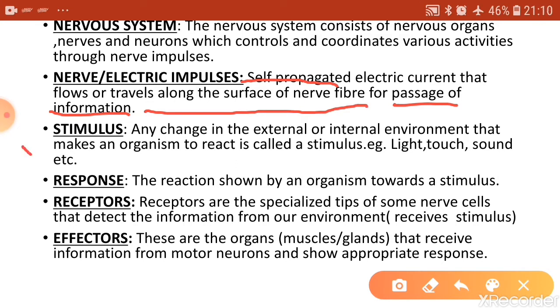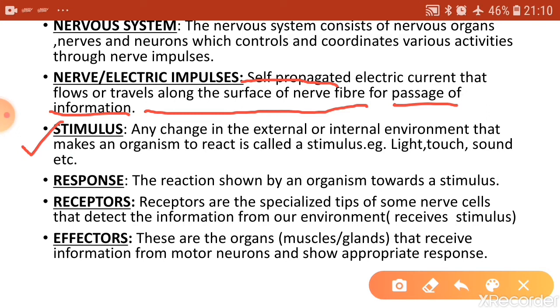Now, the next important term that you need to know is, what is a stimulus? A stimulus is any change in the external or internal environment that makes an organism react. Like if suppose you touch a hot iron plate, how will you react? You will withdraw your hand. Or if in the classroom you are asked to write some notes, the moment the teacher says so, you will respond by taking out your copy and your pen and start writing. So in these examples, heat or sound are the stimulus.